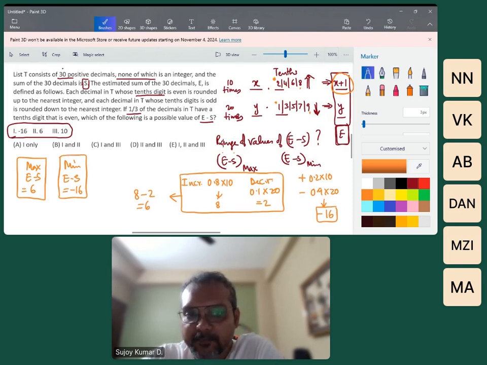So our answer of E minus S has to fall in between these two values. You have both of them. 10 falls beyond this, not possible. So the answer is 1 and 2.